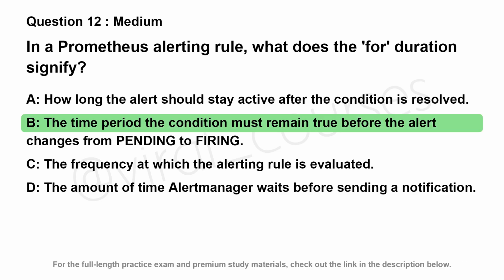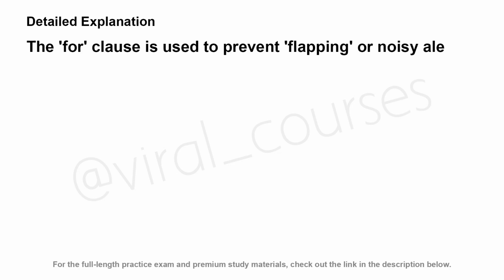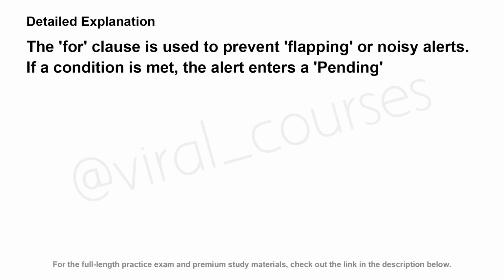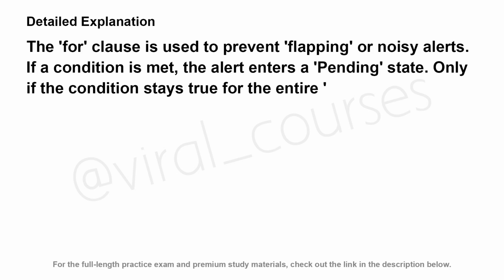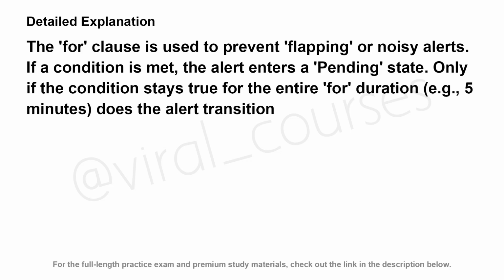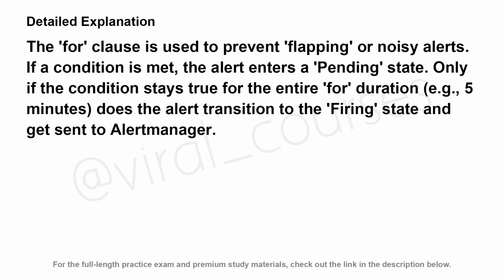The correct answer is B. The for clause is used to prevent flapping or noisy alerts. If a condition is met, the alert enters a pending state, and only if the condition stays true for the entire for duration, e.g., 5 minutes, does the alert transition to the firing state and get sent to Alertmanager.